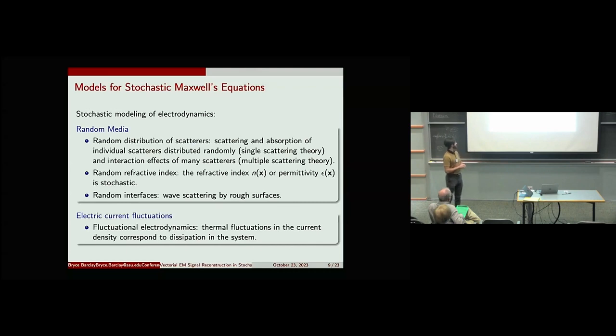On the other side, we could also have a stochastic forcing term, so a stochastic right-hand side, by having a stochastic current density. A well-known model is fluctuational electrodynamics, wherein thermal fluctuations correspond to dissipation in the system. So I'm going to talk about this last one a little more.